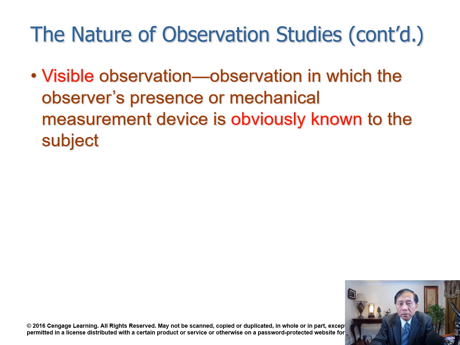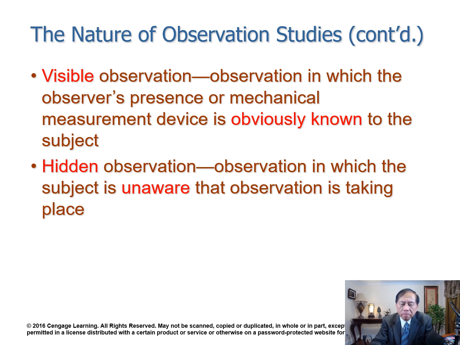And visible observation. Visible observation is observation in which the observer's presence or mechanical measurement device is obviously known to the subject. They know there's a video camera looking at them. There's also hidden observation, observation in which the subject is unaware that observation is taking place. The camera is hidden.